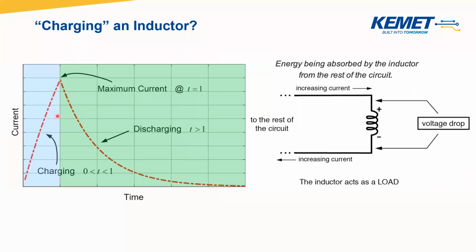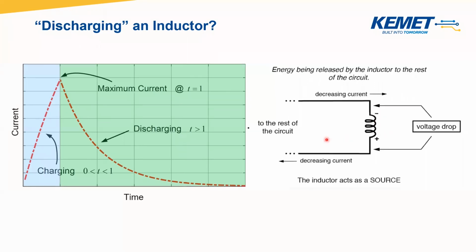And you can see that on this blue side of the graph, with the value of current through the inductor going up with time until it reaches a maximum value. Once it reaches a maximum value, the voltage drop across the inductor becomes 0, and the inductor acts virtually as a short.